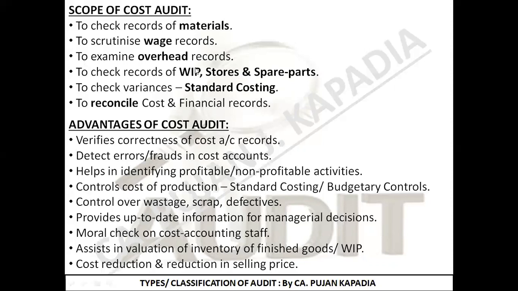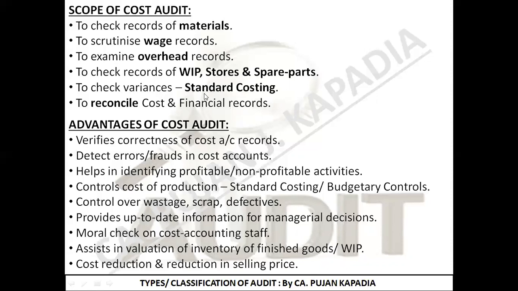Second is stores and spare parts, which basically talks about certain small items that we use in the manufacturing process, for example, machinery oil. Now this is not your basic raw material, but it is something used at the time of the production process to keep the machinery working. Fine, you can label it as an indirect material also. So for all these things we are going to check the records, the quantity as well as the amount. Next is to check the variances.